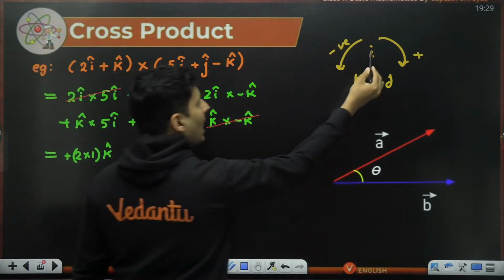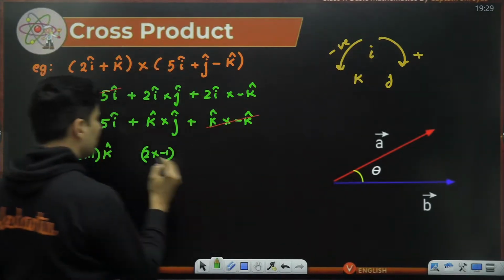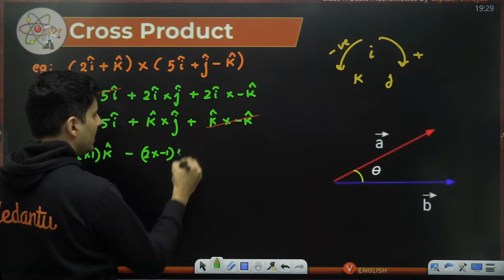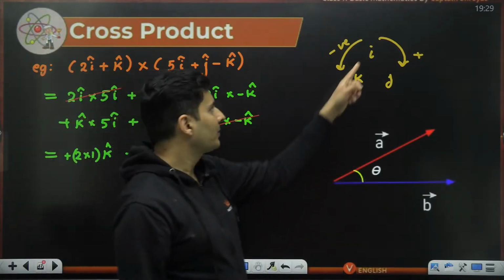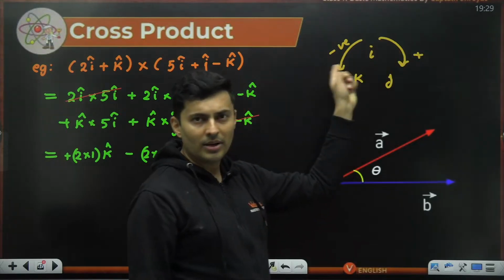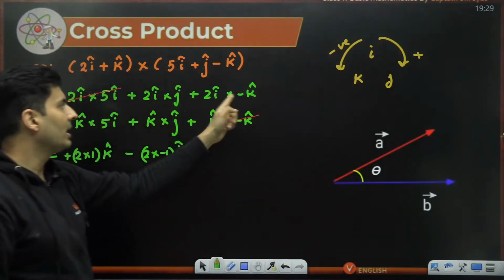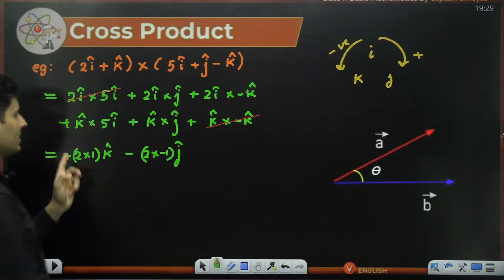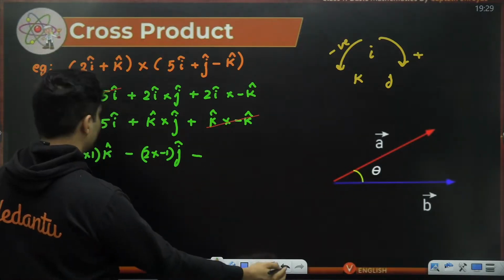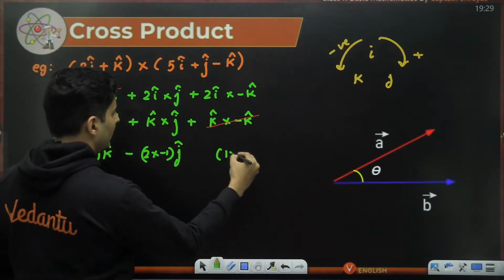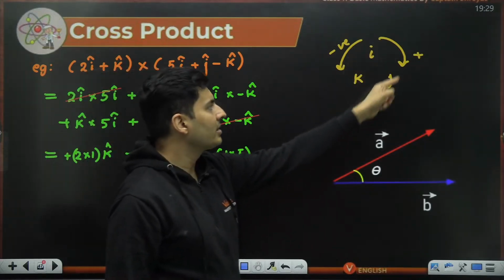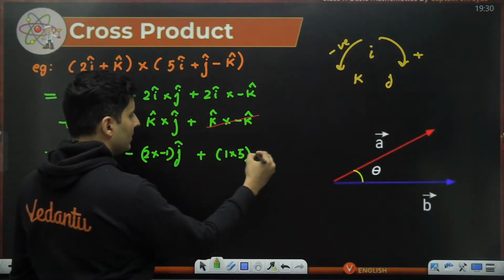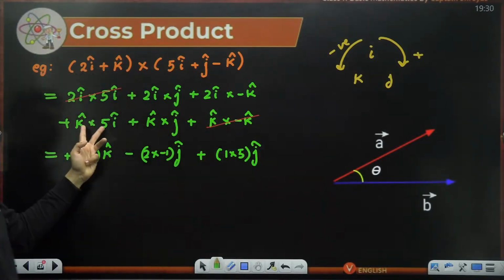I into k. I into k is anti-clockwise, so it will be negative j cap. Okay. Is this clear? 2i into minus k. I into k is anti-clockwise, so negative j cap will come for this guy. What about this? Okay. 1 into 5. K into I. K into I is clockwise, so positive j cap. That is for this guy.